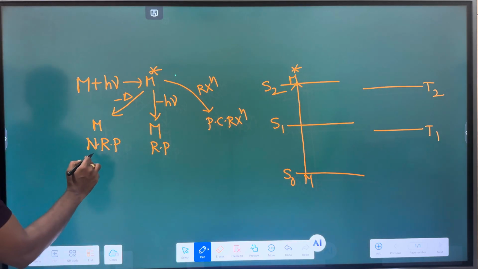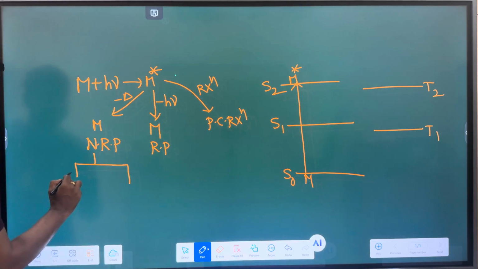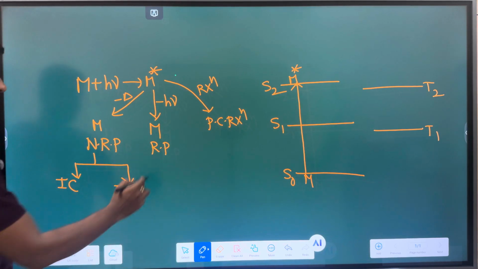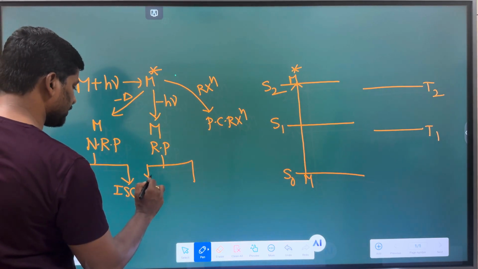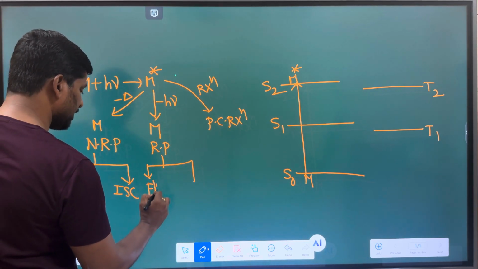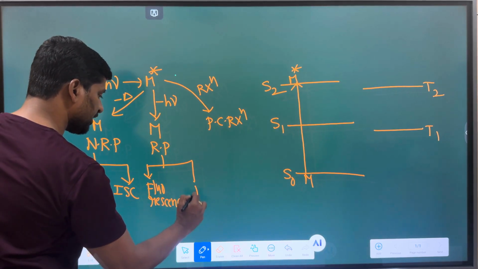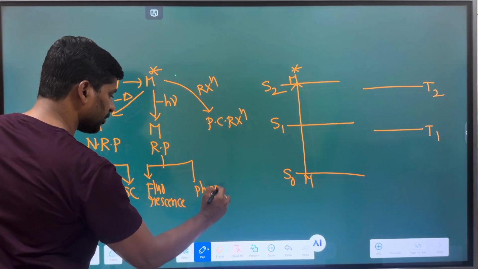Non-radiative processes are of two types, internal conversion and intersystem crossing, and radiative processes are also of two types, that is fluorescence and phosphorescence.